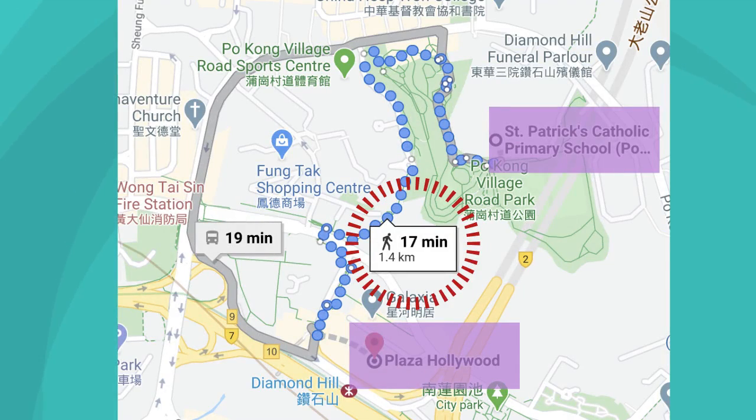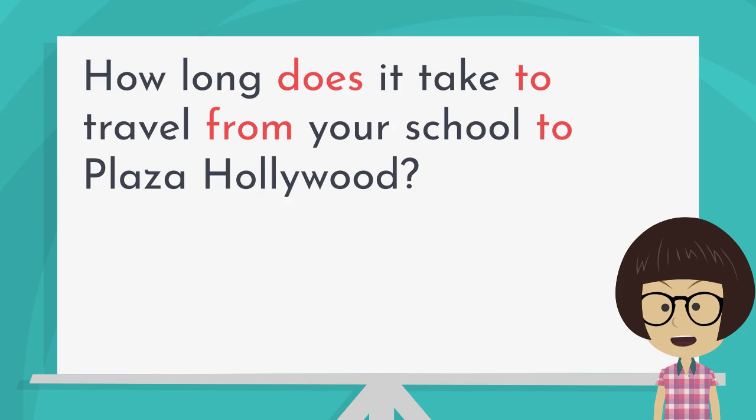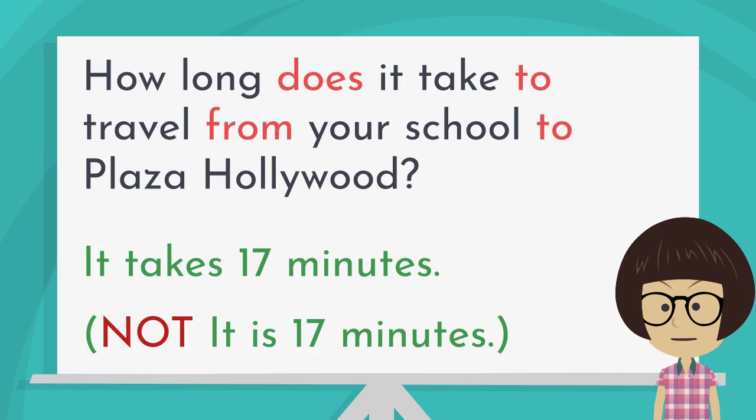Take a look at this map. How would you ask the question? Which one is the starting point and which one is your destination? For the answer, which number will you use? The question is, how long does it take to travel from your school to Plaza Hollywood? And the answer is, it takes 17 minutes. Don't say it is 17 minutes.